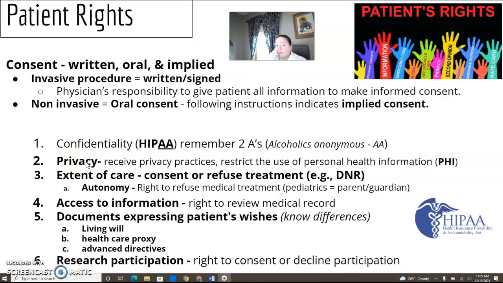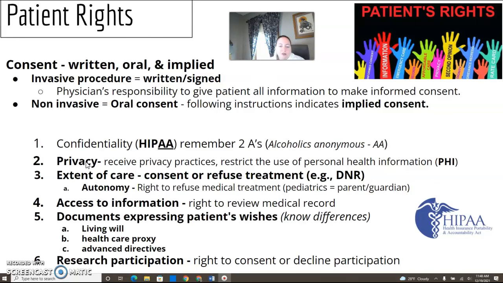Privacy. You are going to receive privacy practice notices. You probably receive them for all the forms that you fill out at the doctor's office that you just sign and probably don't read. But as far as privacy practices, there's restriction on using the personal health information. You might see it abbreviated as PHI. Extent of care, you're allowed to either consent or refuse treatment. A DNR could be an example.